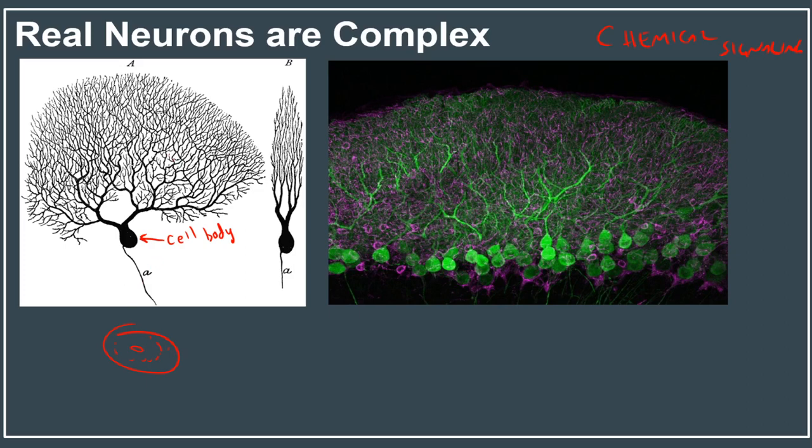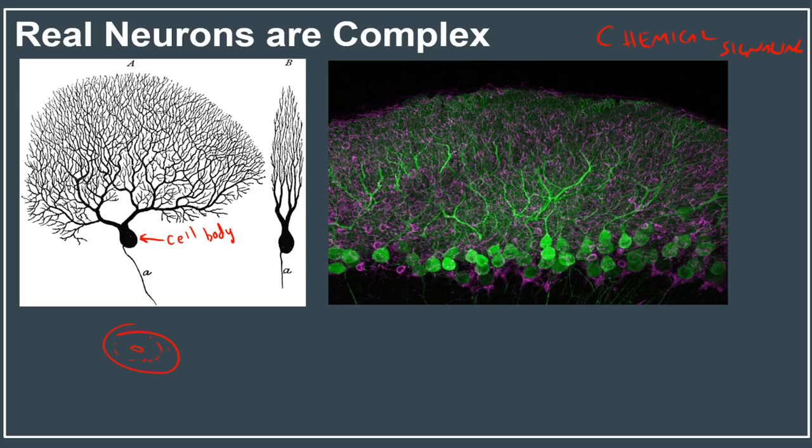But real neurons are even more complex. They're more complex maybe than normal cells. Normal cells are super complex. Neurons are probably another level of complexity, more complex than even a normal cell. I'll talk a little bit about what I mean by that in a minute.